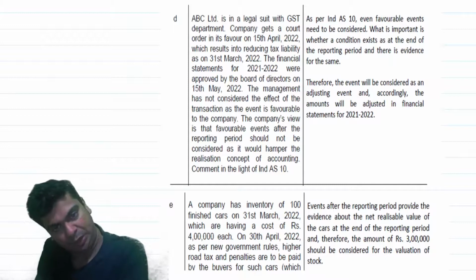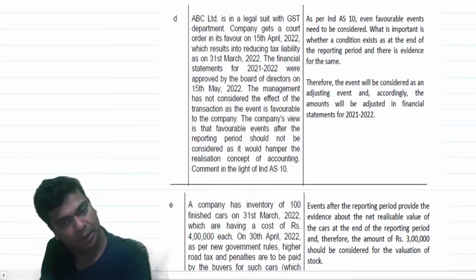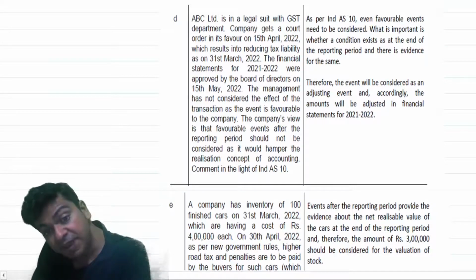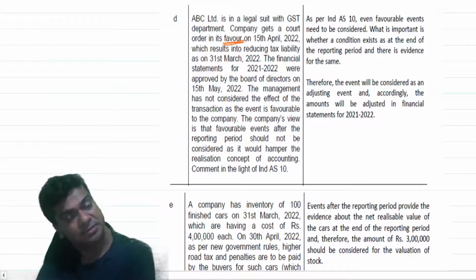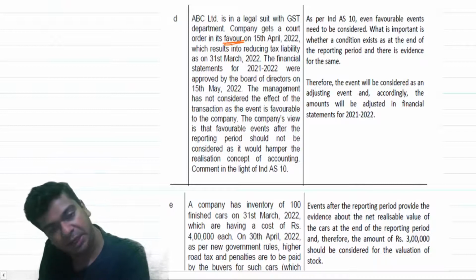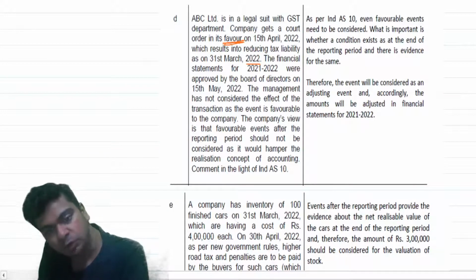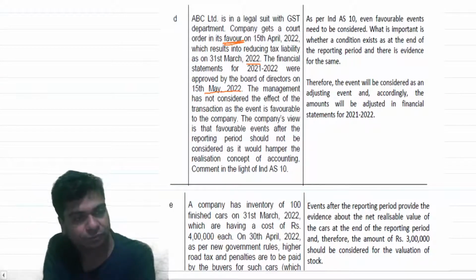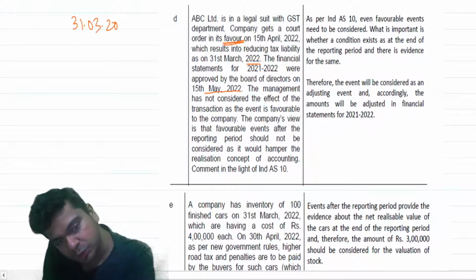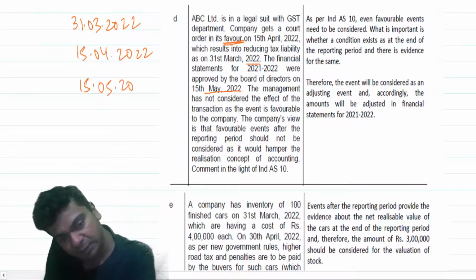Yeah, something similar to the earlier case. They are saying ABC Limited is in a legal suit with GST department. Company gets a court order in its favor. Okay, gets an order in its favor on 15th April 2022, which results into reducing the tax liability as on 31st March 2022. The financial statements for 2021-2022 were approved by the Board of Directors on 15th May 2022. 31st March 2022 is your reporting date. Event is happening on 15th April 2022. You are finalizing on 15th May 2022.